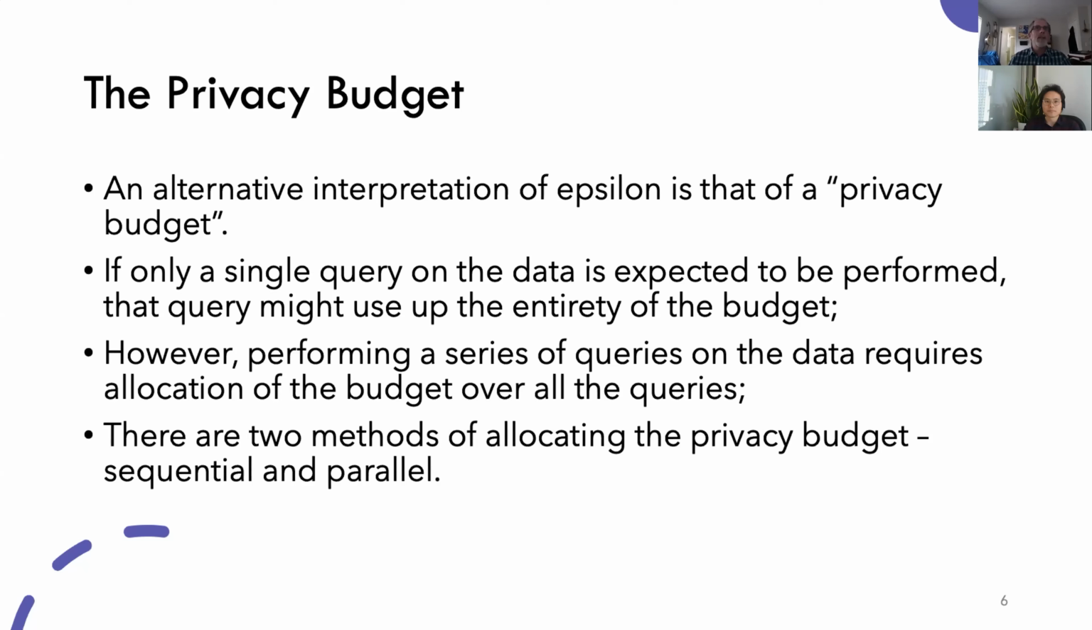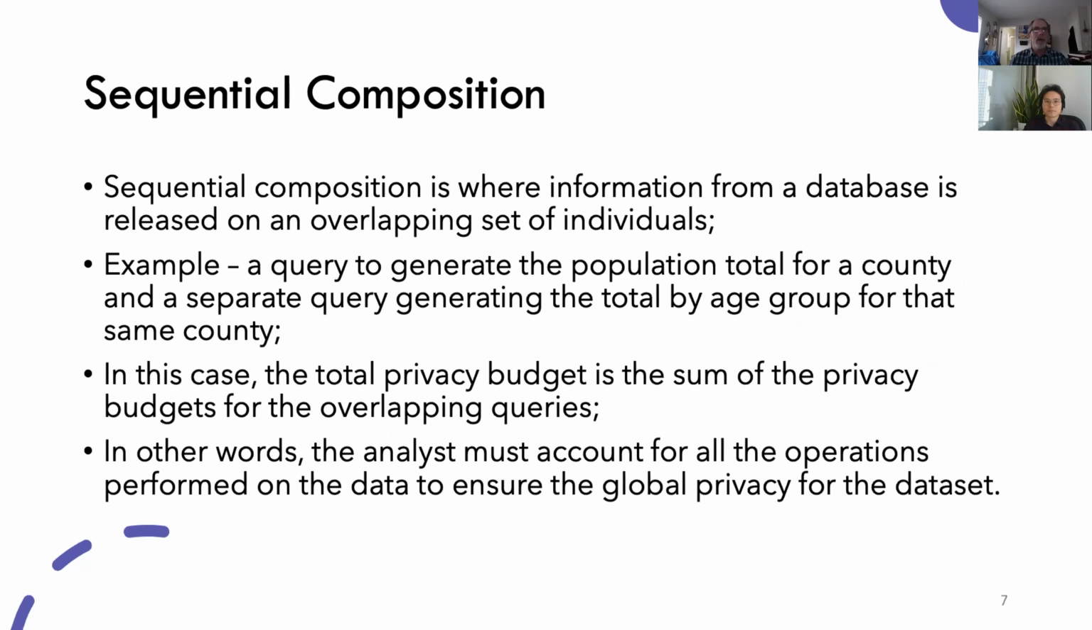Okay, so there are 2 methods of allocating the privacy budget, sequential and parallel. Sequential composition is more or less doing a query on a single population or a single statistic. Now, this composition is where information from a data set is released on overlapping sets of individuals. And I'm sorry, I misspoke. So what this is, is if you're performing a series of queries that overlap.